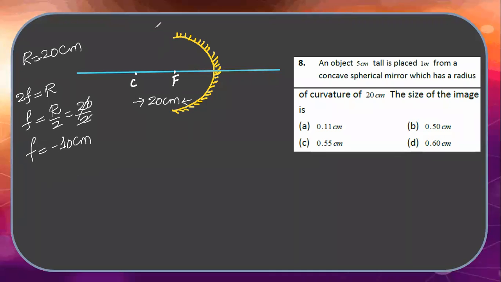What do we have to calculate? The height of the object is given as 5 centimeters. We are asked to calculate the height of the image. The spherical mirror has a radius of curvature of 20 centimeters. The image formed is to be calculated. Then we have to calculate the size of the image.